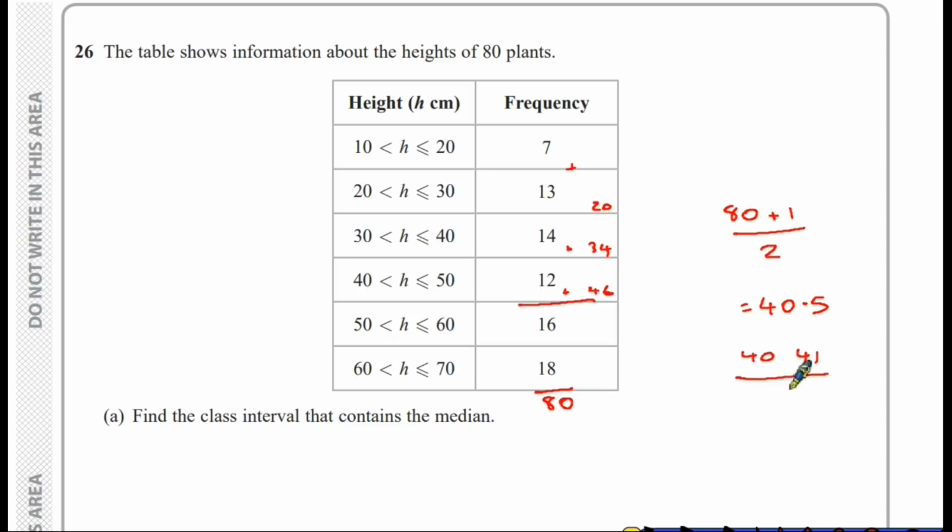We have passed the 40th and 41st. Therefore, they are within this group here, which means that the interval that contains those plants is this interval here, and this is exactly what you write in the answer.